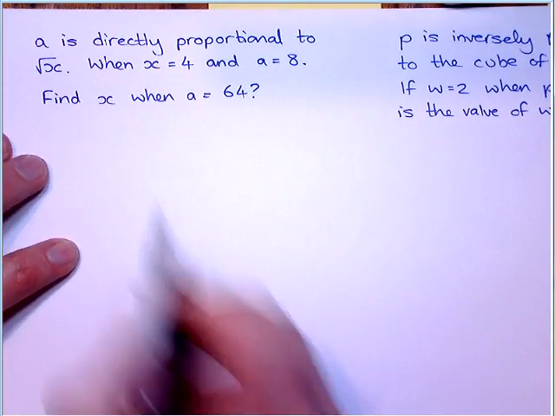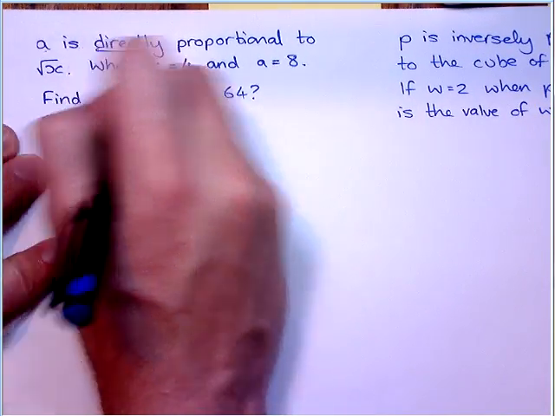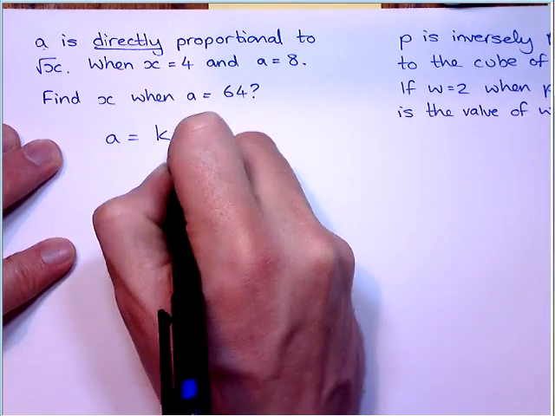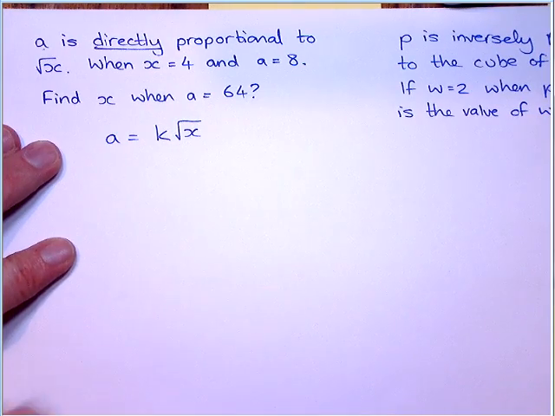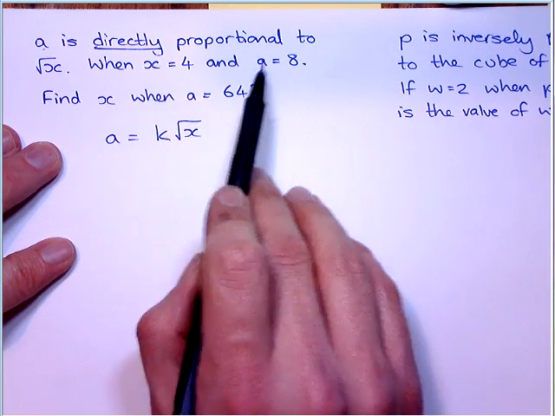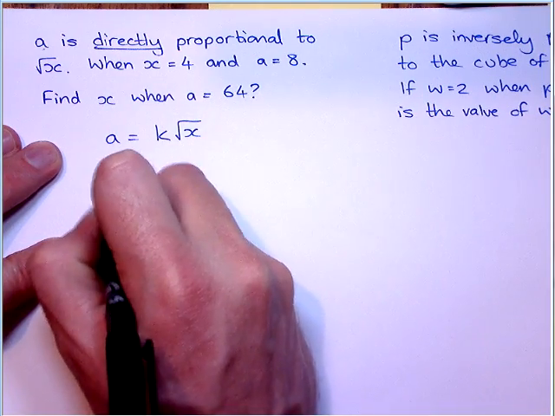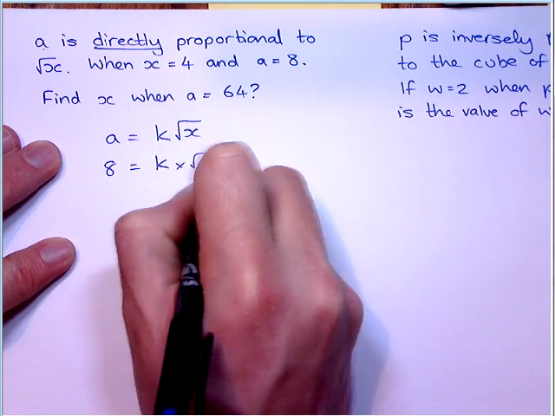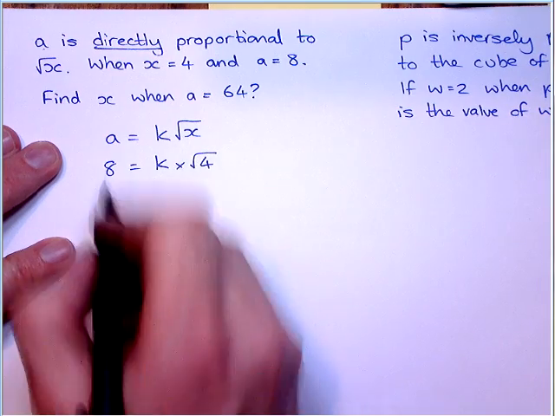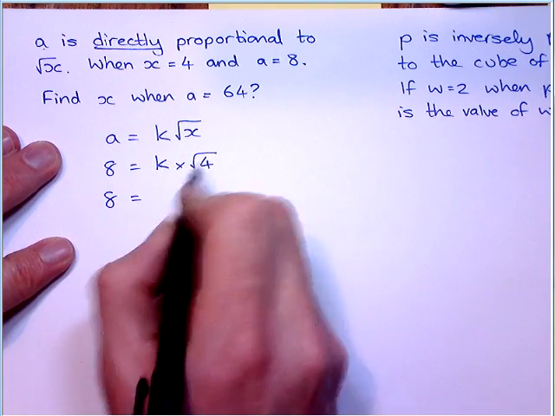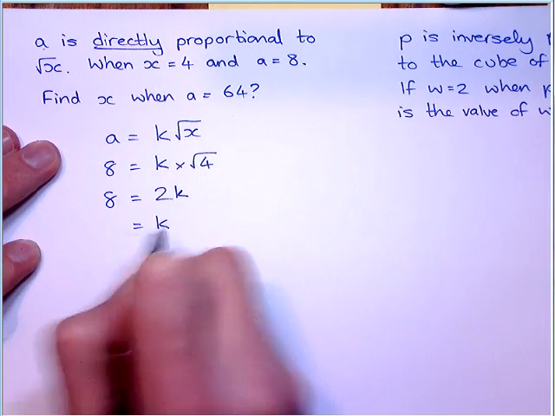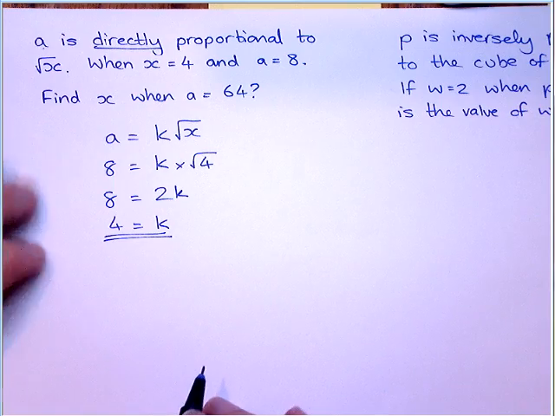So let's look at this one. We're told that a is directly proportional to the square root of x. So a is direct, so it's k root x. And now they're giving us a bit more information: when x is 4 and a is 8. So I put an 8 there. We don't know what k is, but we know x is 4. You should be able to look at that and say, well, that's 2. So 8 is the same as k times 2, which is 2k. And then we can work out what 1k is, and that is 4.